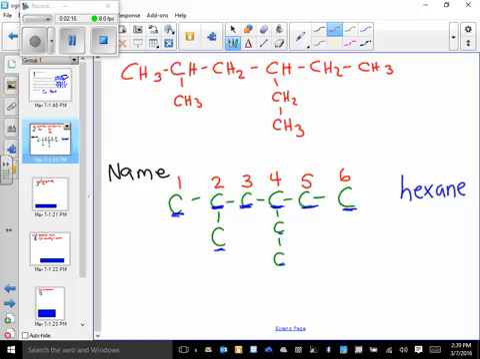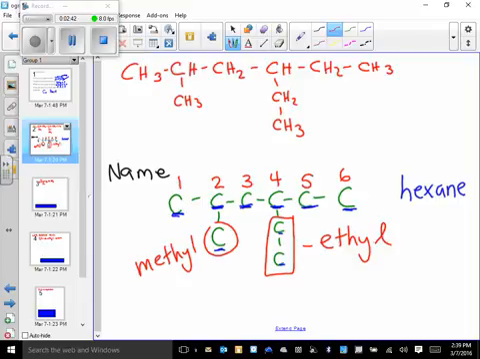Now that I've numbered it, I'm going to name these branches. So this is a 1 carbon branch. Because it's a 1 carbon branch, what do we call that? A methyl. Excellent. Here we have a 2 carbon branch coming off. A 2 carbon, what is that called? Ethyl. Very good.